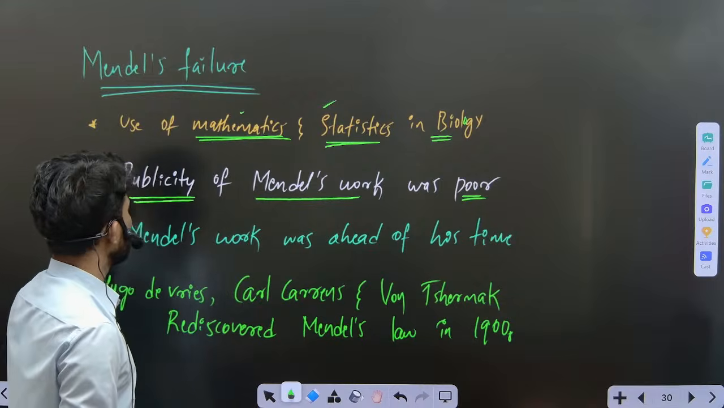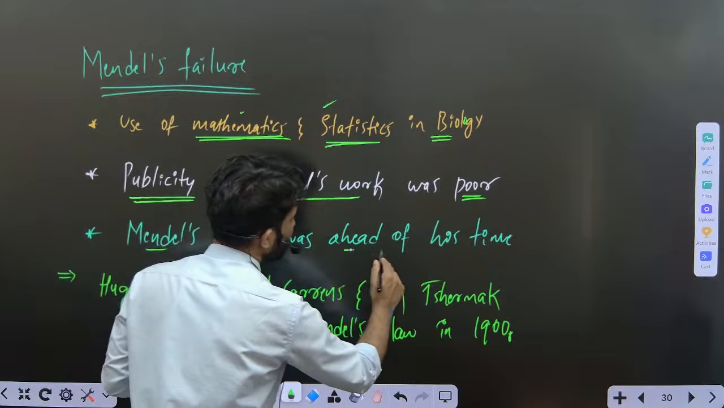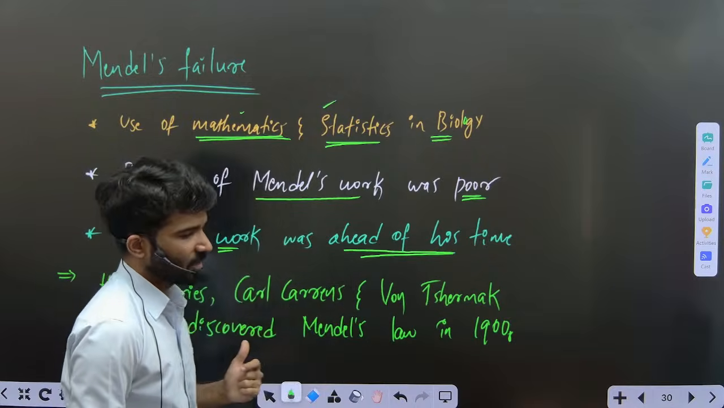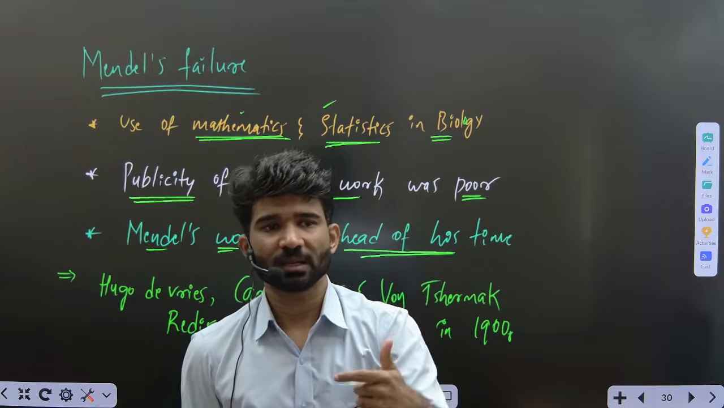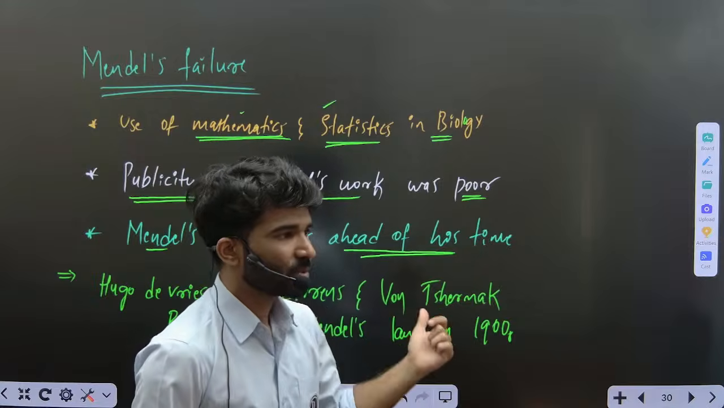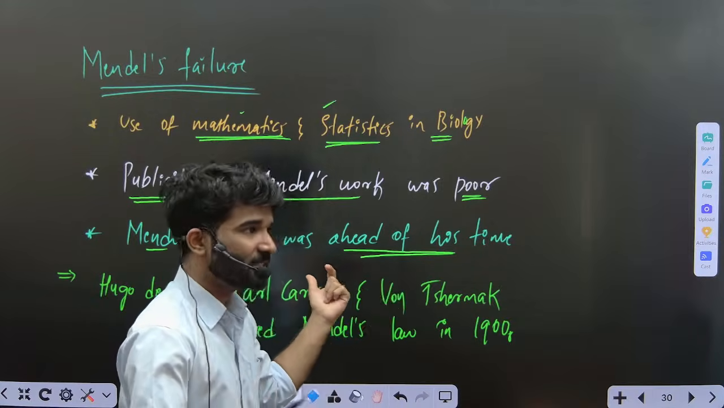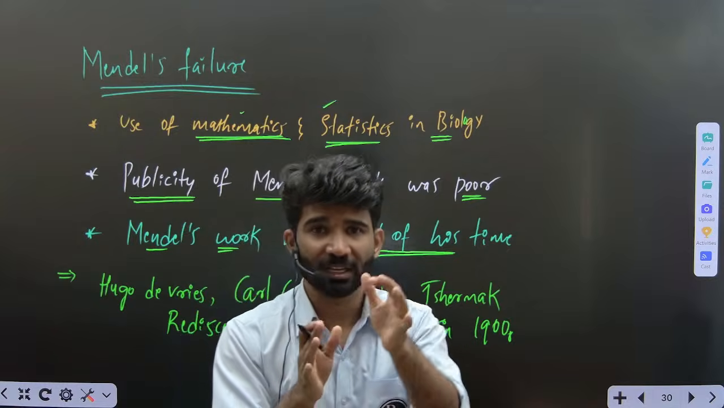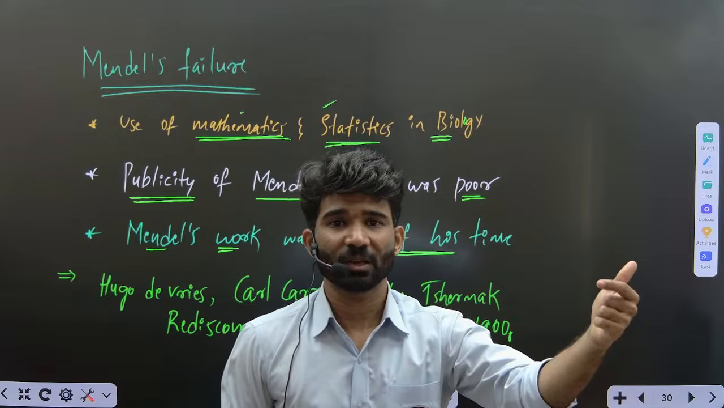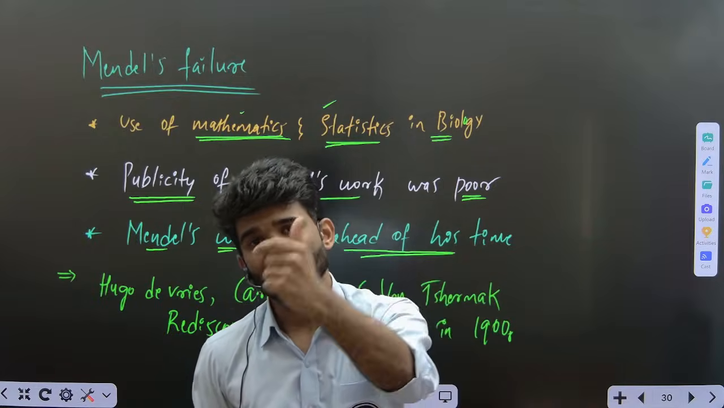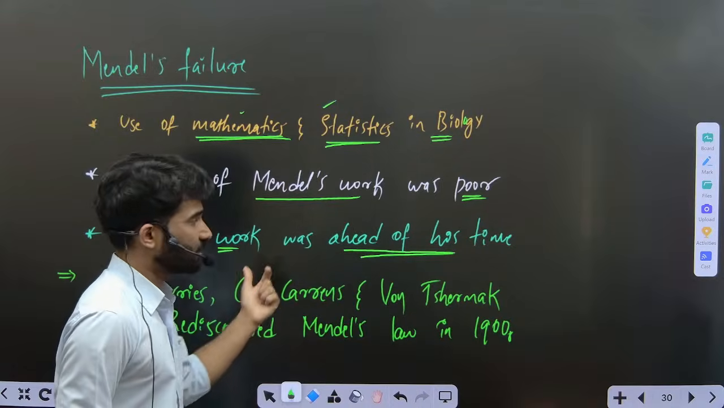Nobody could understand what he did. Mendel's work was ahead of his time. The unfortunate thing is that Mendel's work was rediscovered only after his death. So the father of genetics is Mendel, but Mendel did not know that he was studying genetics. He didn't even know what a gene is. He called them factors, right? In the law of dominance, he called the genes factors. Later, they were known as genes, after his death.